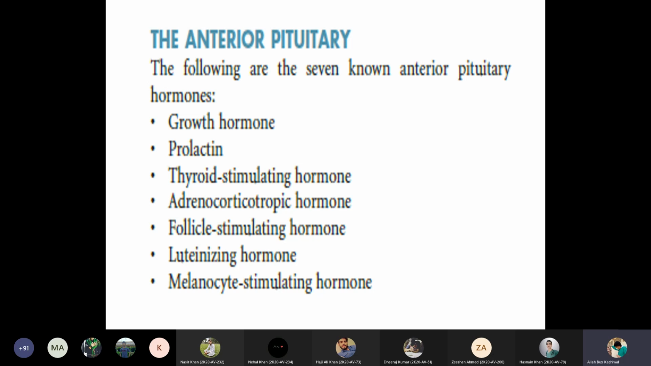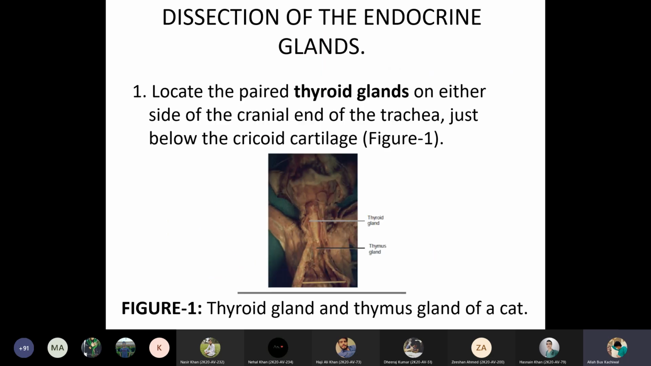The anterior pituitary gland has 7 known anterior pituitary hormones. Growth hormone is produced by the anterior pituitary gland, prolactin is produced by the anterior pituitary gland, thyroid stimulating hormone, adrenocorticotropic hormone, follicle stimulating hormone, luteinizing hormone, and melanocyte stimulating hormone. These are the 7 known and common anterior pituitary hormones produced by the anterior pituitary lobe. So this is the anterior pituitary gland.